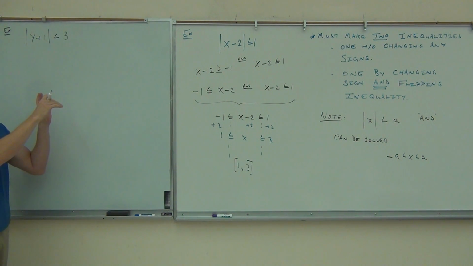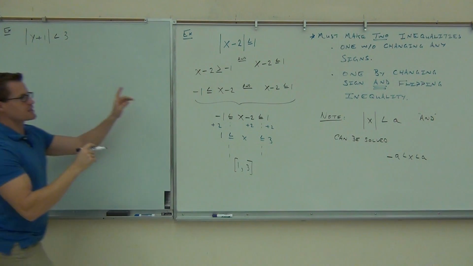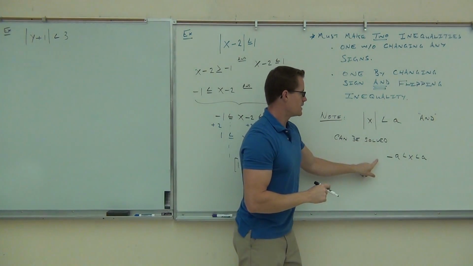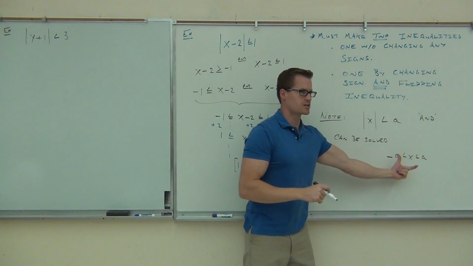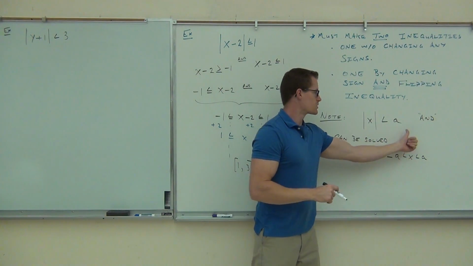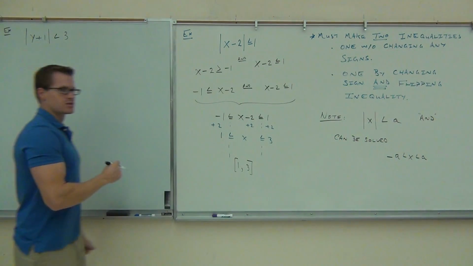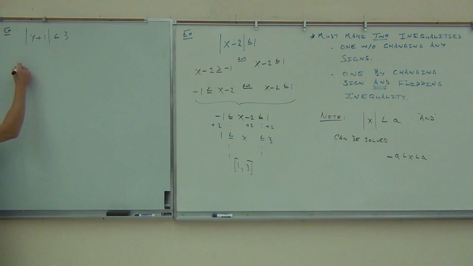What now? Negative 3. -3. So this says that I can write negative a, and put x in the middle of it. Basically is what that says. So I'm going to take my, in this case a is 3, so I'm going to put -3.